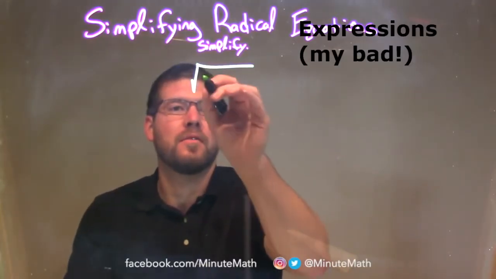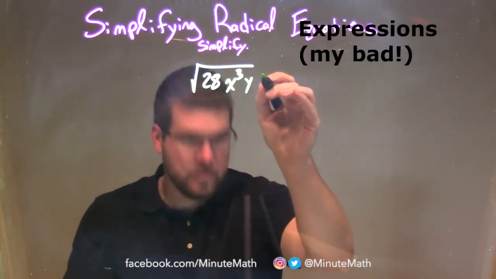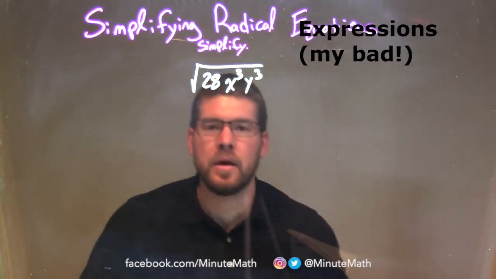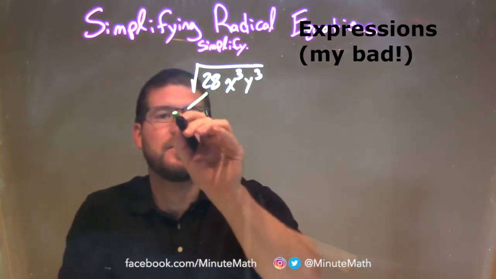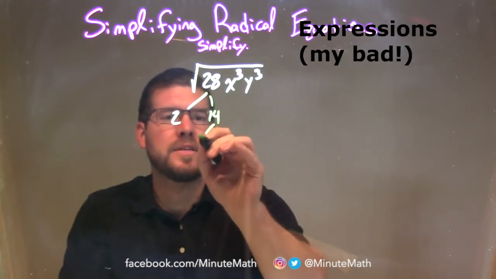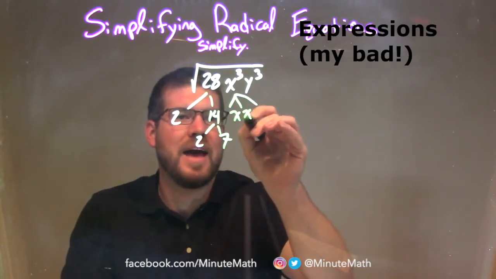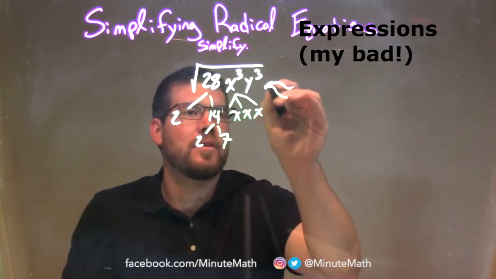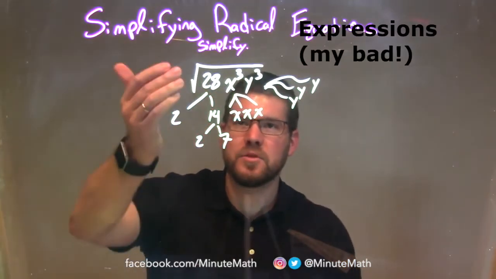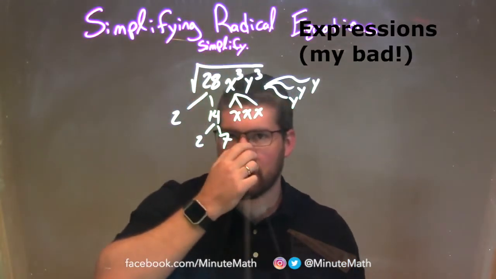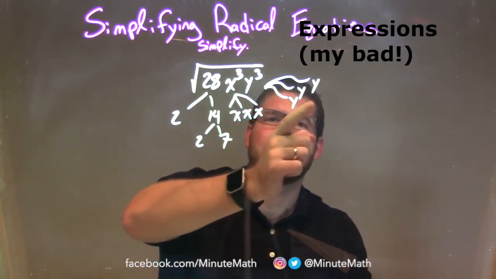Square root of 28 x to the third, y to the third. Okay? So let's go break down prime factorization of 28 first step here. 28 is 2 times 14, and 14 is 2 times 7. X to the third is just x times x times x, and y to the third is just y times y times y. Okay? So now I've broken down 28x to the third, y to the third by prime factorization to be 2 times 2 times 7 times x times x times x times y times y times y.